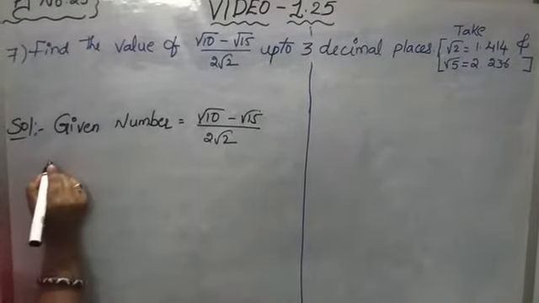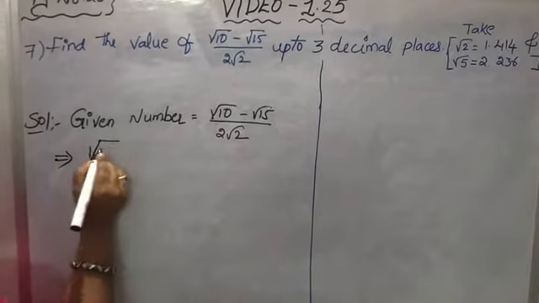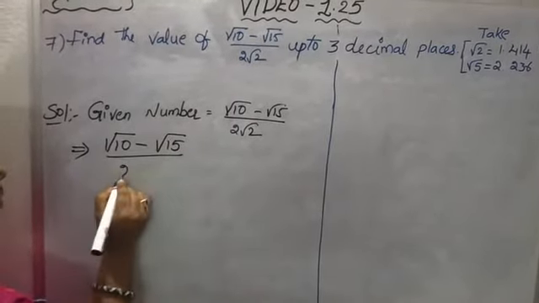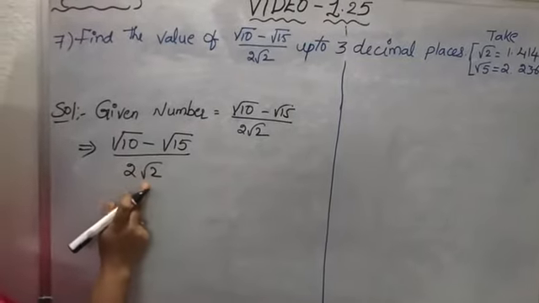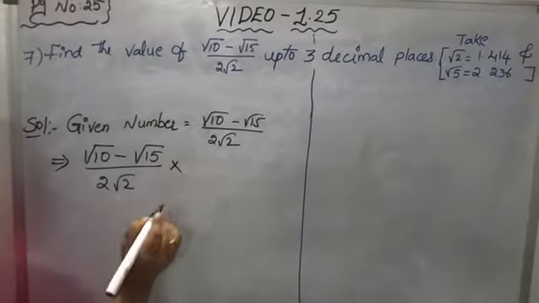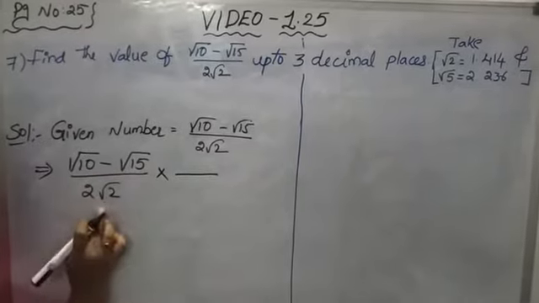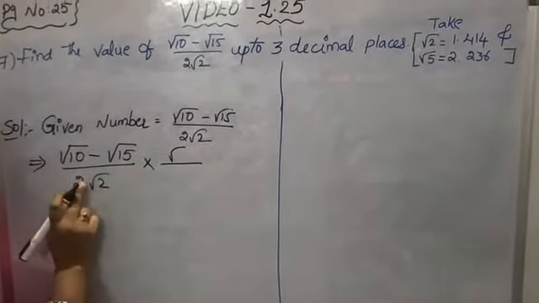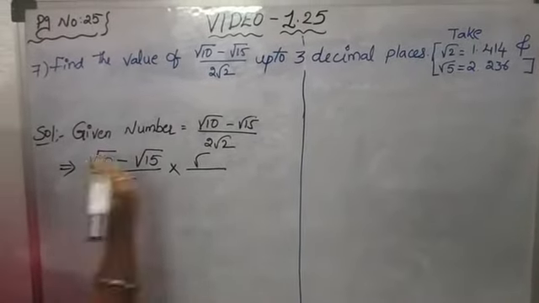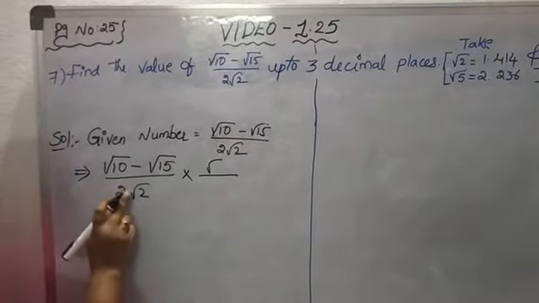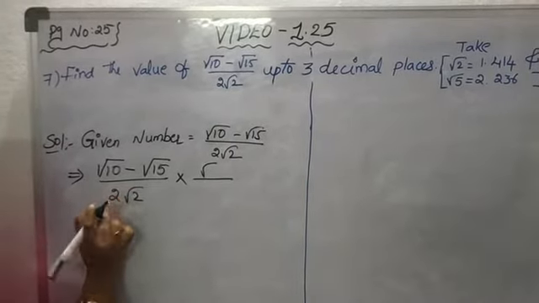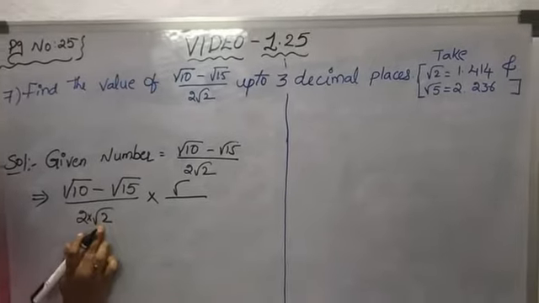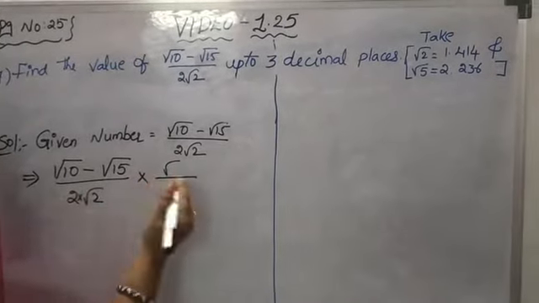So the given number is (root 10 minus root 15) divided by 2 root 2. Here the irrational number is root 2. Multiply the numerator and denominator with its rationalizing factor, which is root 2 only. If there is a plus or minus symbol in between, we would take the conjugate, but here 2 root 2 just means 2 into root 2. So omit this 2 and take root 2; the rationalizing factor of root 2 is root 2 only.